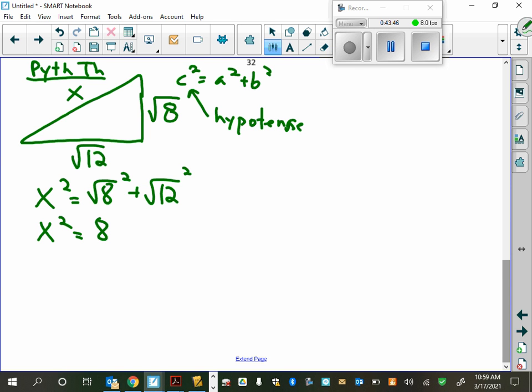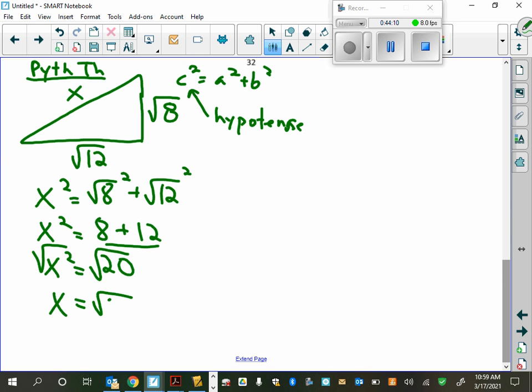What's radical 12 times radical 12, everyone? 12. You can put it in radical 144, but why waste your time? Use your calculator or your fingers and toes. What's 8 plus 12? Get your socks back on. 20. And now to solve for x, use square root 20.